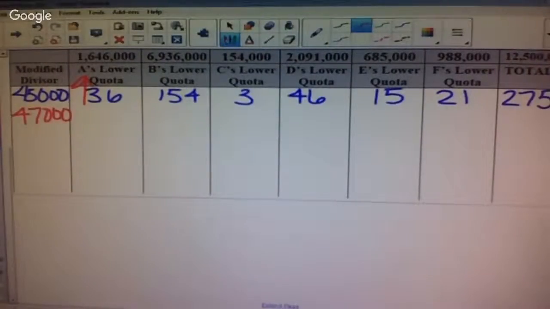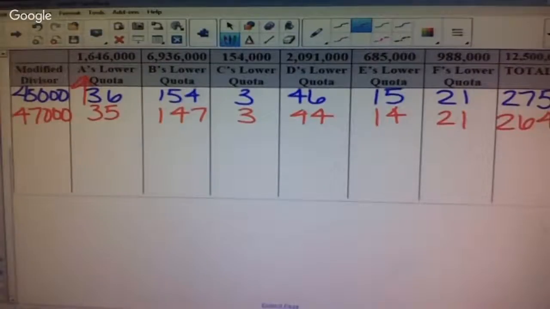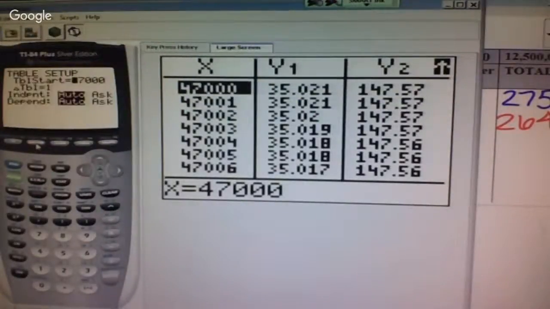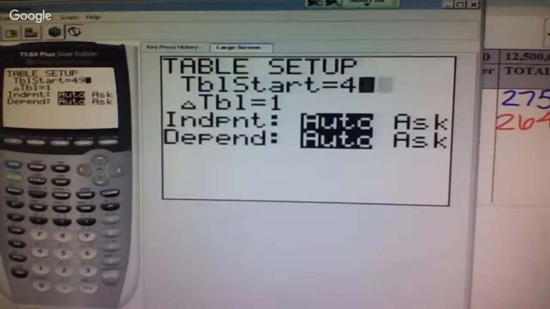Okay, so now we're at 47,000. Somebody give me lower quotas because I didn't use that number. 35, 147, 3, 44, 14, 21. 264. Okay, 264. Again, we still need to come down, so I still need to go higher than 47,000. 49,000. All right. So again, you go back to your table start. 49,000.